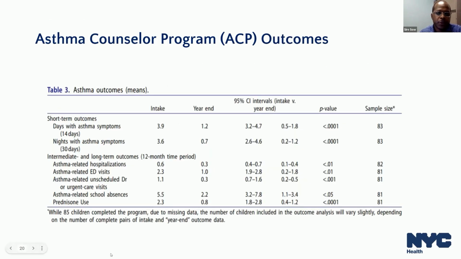In terms of the program's outcomes, we published a paper in 2022 in the Journal of Asthma, which looked at how the children performed in this program. What this chart here says, I'll just break it down simply, is that over the course of a year, children had less daytime asthma symptoms, less nighttime asthma symptoms, less hospitalizations, emergency room visits, or urgent care visits due to asthma, and less missed school due to asthma. In a nutshell, children did a lot better after a year in our program. And again, this is a paper that was published in 2022.